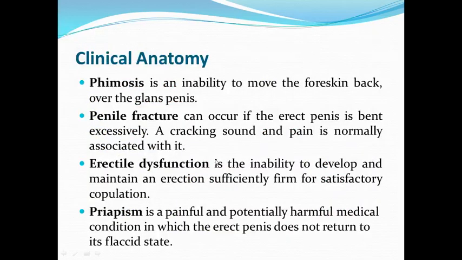Now talking about clinical anatomy, four important clinical conditions that you must remember in case of the penis. The first one is phimosis, which is an inability to move the foreskin back over the glans penis. This condition is very common in children, and if a 2 marks question is asked, what is phimosis, you have to write: it is a condition in which the subject has an inability to move the foreskin back over the glans penis.